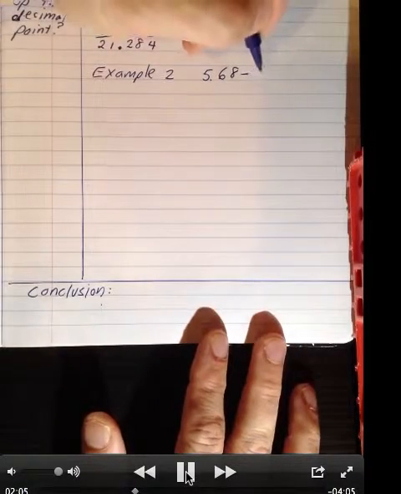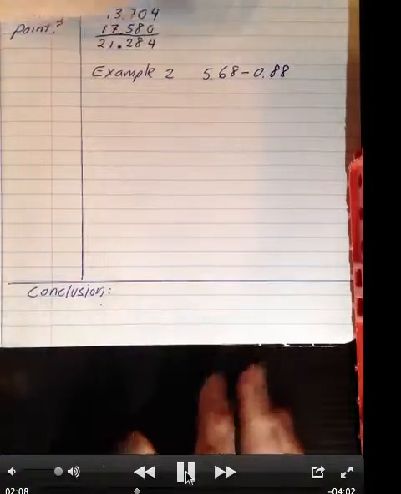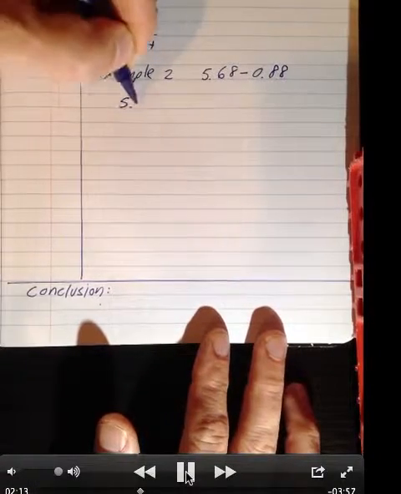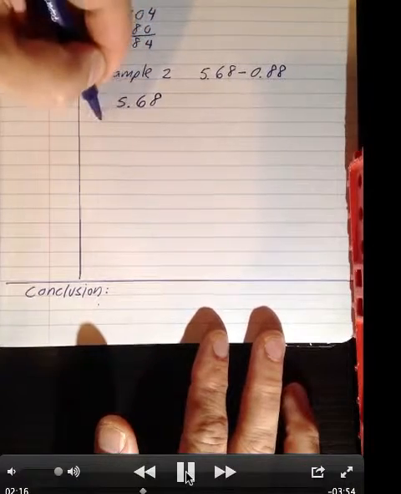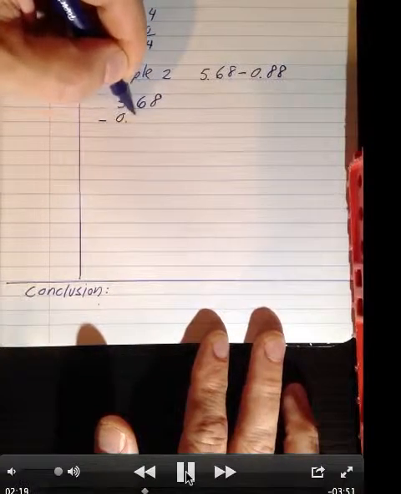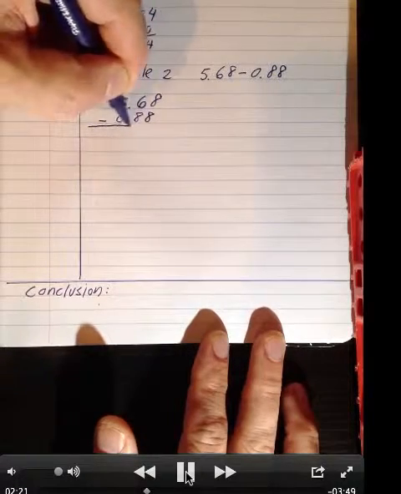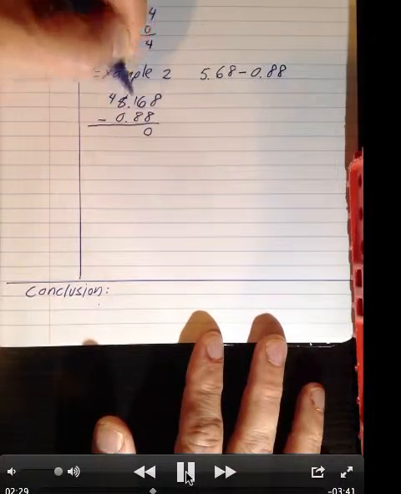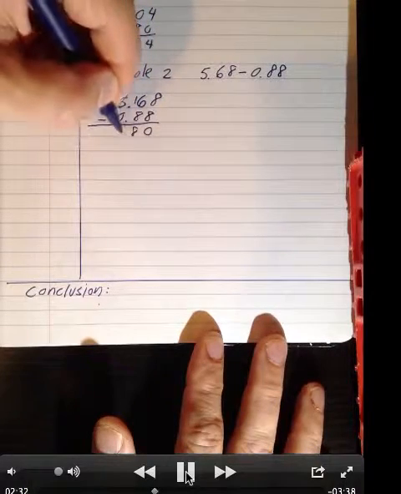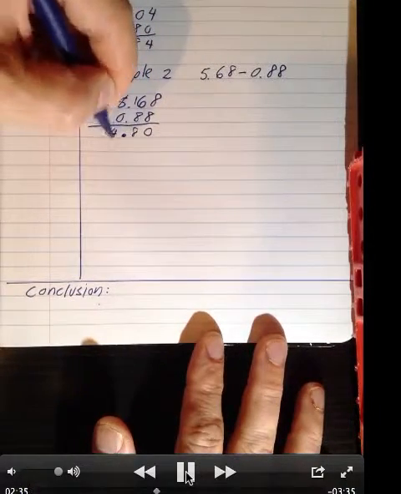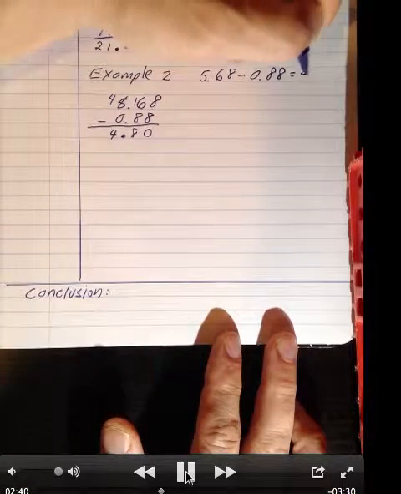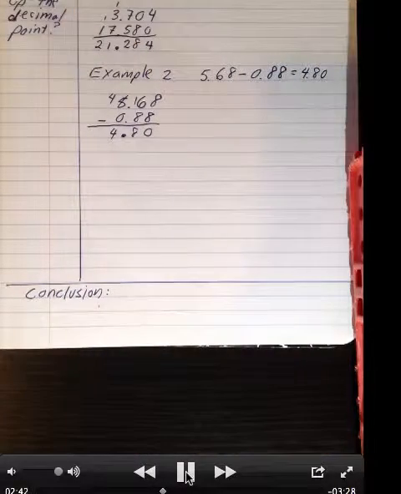Example 2, we're going to subtract 5 and 68 hundredths minus 88 hundredths. This time we're going to have to borrow or rename some of our ones to tenths, because we can't subtract 8 from 6. We have to borrow from the 5 that's in the ones column.